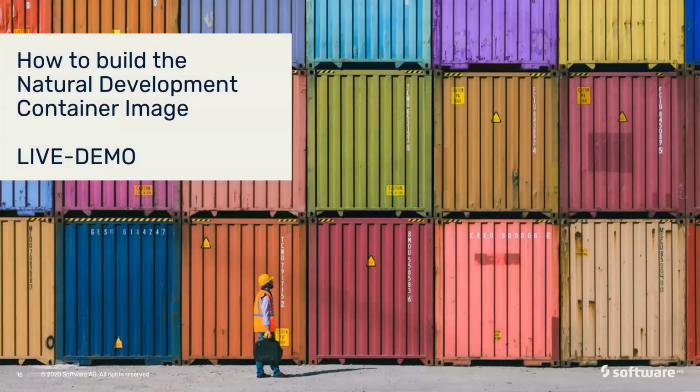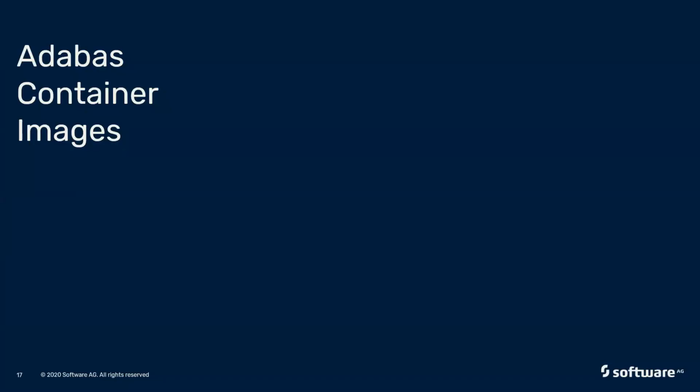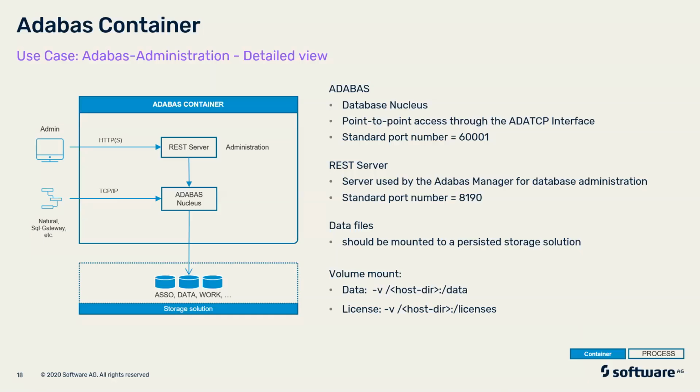So this was the demo about how to build a Natural development container. And now we will look into Adabas. So we also have an Adabas container, Adabas administration, and a detail view. And we see how it looks here. So Adabas is running the database nucleus. It is a point-to-point access through the ADA TCP interface. And we have the standard port 60001. So we have two use cases here. In the administration version, we have a REST server. And the REST server is used for administration. You saw it in my community edition demo, and the standard port is 8190.